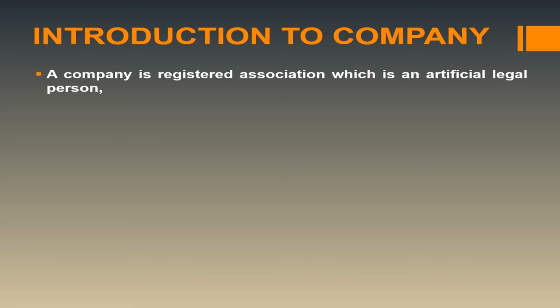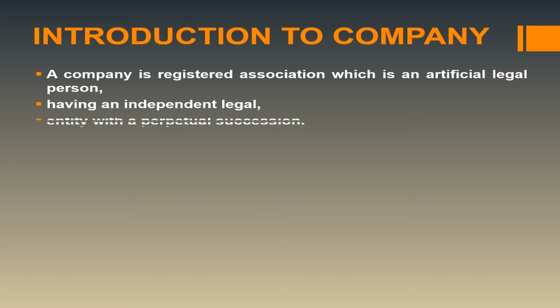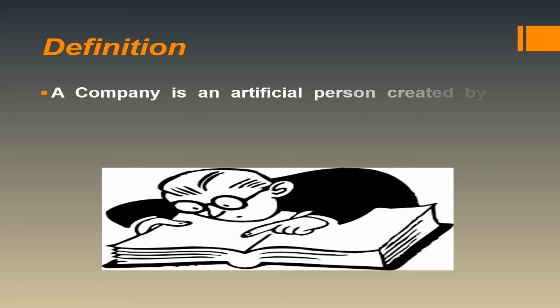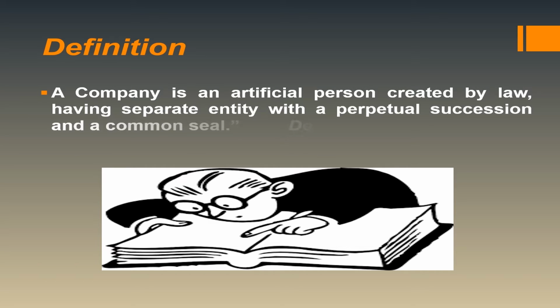A company is a registered association which is an artificial legal person having an independent legal entity with a perpetual succession, a common seal for its signatures, a common capital comprised of transferable shares, and carrying limited liability. According to the definition given by Professor Henney, a company is an artificial person created by law having separate entity with a perpetual succession and a common seal.